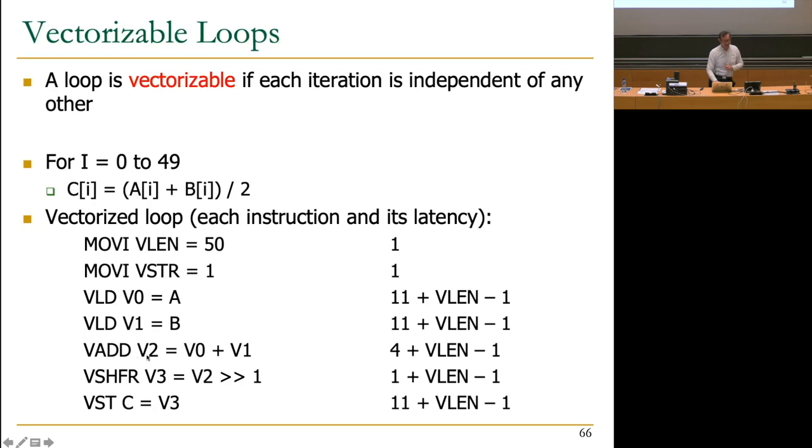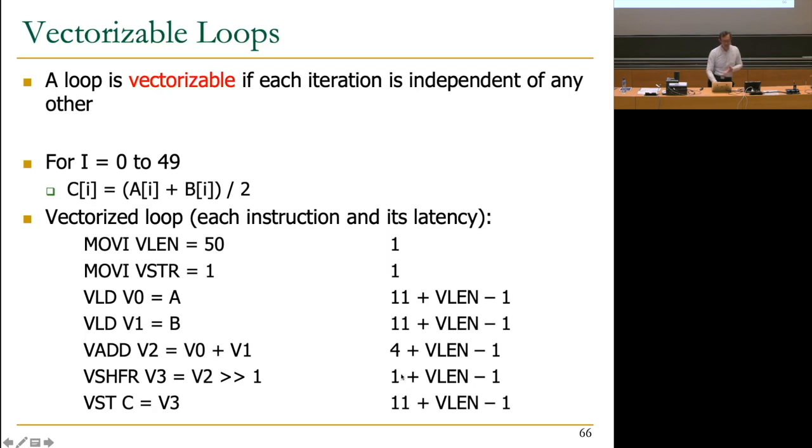The next instruction is a vector add: vector register 0 to vector register 1, put the result into vector register 2. Again, the first result will be available after 4 cycles because that's the latency of the adder. And then the remaining 49 results of the addition will come in 49 consecutive cycles, vector length minus 1 cycles. And then next, you take the result that's in vector register 2, shift each element by 1.